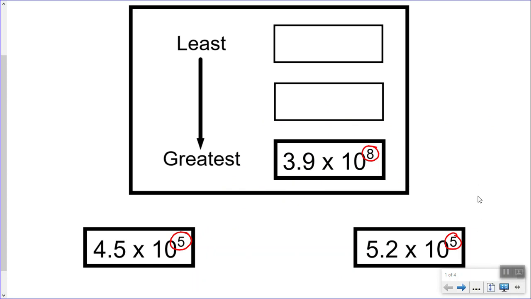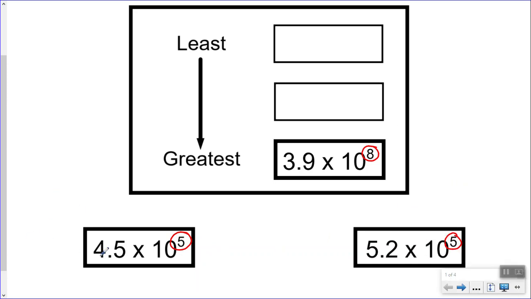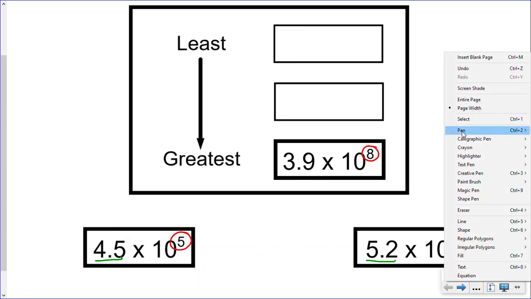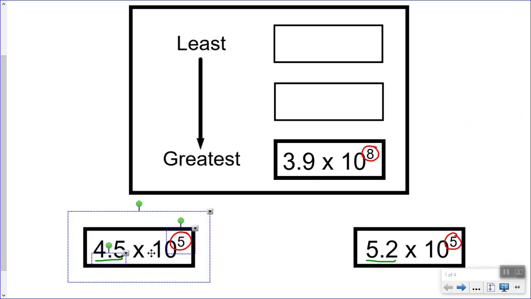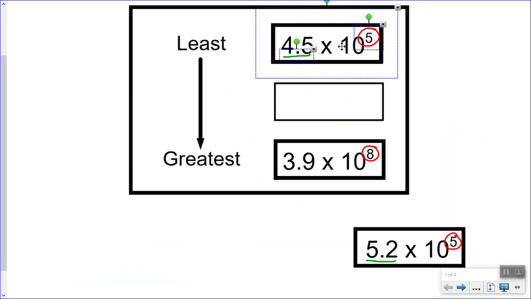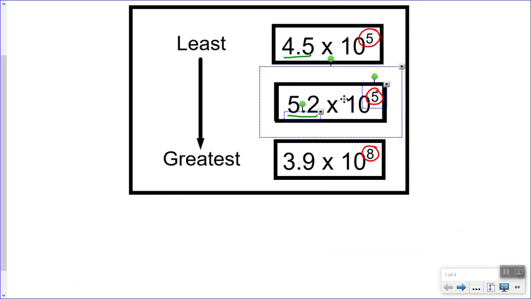But now I'm stuck with two terms that have equal exponents. If the exponents are the same, this is when we start to look at the other number. So here we have 4.5 and 5.2. The smaller first number is going to be the smaller number when the exponents are the same. So since 4.5 is less than 5.2, this first one is going to be the smaller value, which leaves us with the last one for the middle spot.